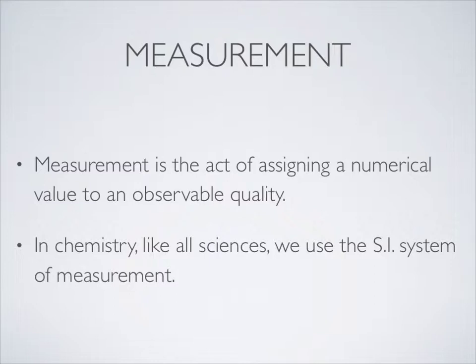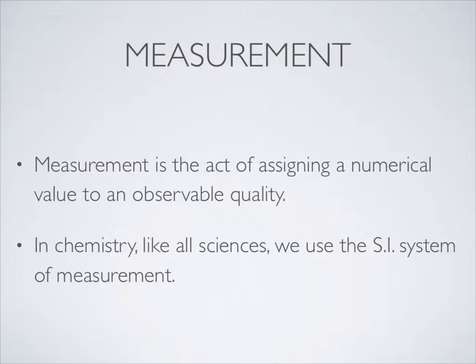So what is measurement? Measurement is the act of assigning a numerical value to an observable quantity. Now, that's science speak. In reality, measurement is just looking at something with a tool that has numbers attached to it, such as a ruler, a graduated cylinder, a scale. Anything we might use in the lab that has numbers attached to it is a measurement tool. And a measurement is when we use that tool to get a measurement of the quantity.